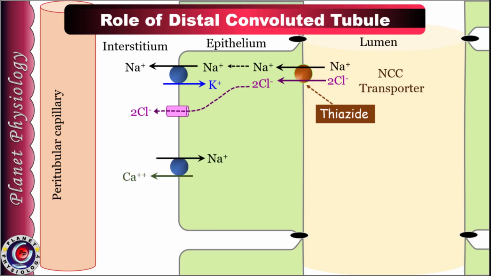The basolateral surface of the cells also has sodium-calcium exchangers. They transport sodium into the cell and calcium into the interstitial fluid. This creates a concentration gradient for calcium, which facilitates calcium reabsorption from the tubular lumen. Thus, the early distal tubule reabsorbs about 5% of the filtered solutes, mainly sodium. But note that it is impermeable to urea.